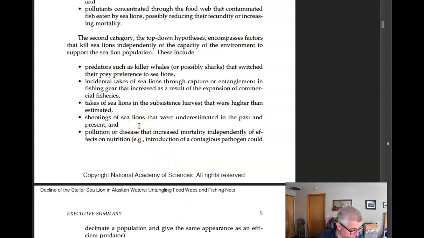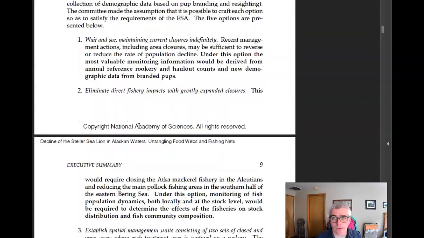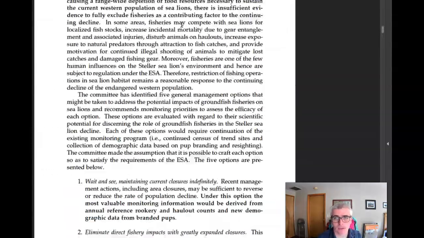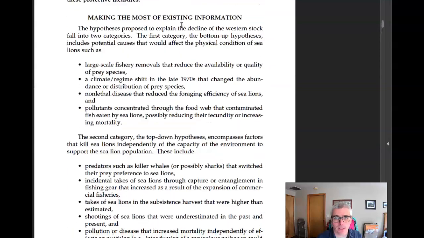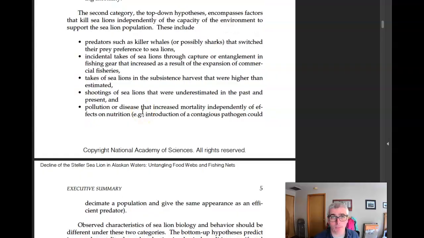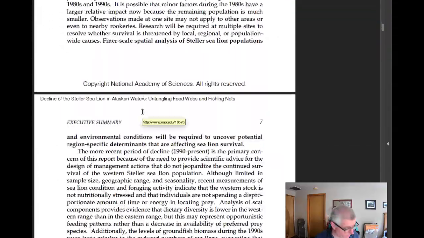And some of what I'm going to talk about also comes from Andy Rosenberg, who was at NOAA for a long time, who spent some time with us when I was in grad school. Sorry, let me go back to that. Sorry for the scrolling. I want you to hear these again. So under top-down: predators, killer whales, entanglement in fisheries, subsistence harvest, shooting of sea lions, pollution or disease that's causing mortality independent of the effects of nutrition. So you've got 5 top-down possibilities.